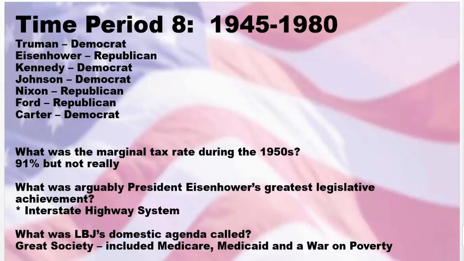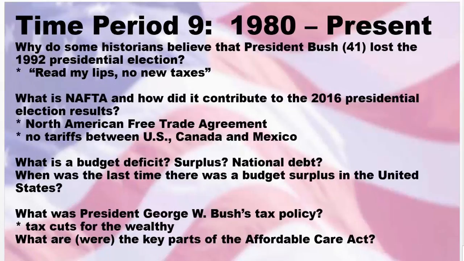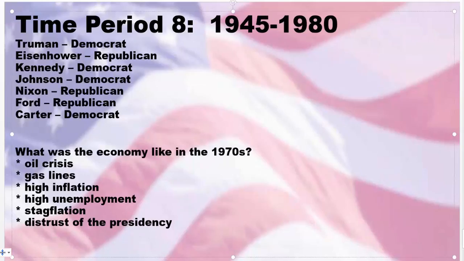And LBJ, after reading a book called The Other America by Michael Harrington, decided to create his domestic agenda called the Great Society. He was looking for a war on poverty. This is another very liberal agenda, probably the second most liberal agenda since FDR. And this includes Medicare, which is health care for the elderly, and Medicaid, which is health care for people in poverty. We're going to continue.